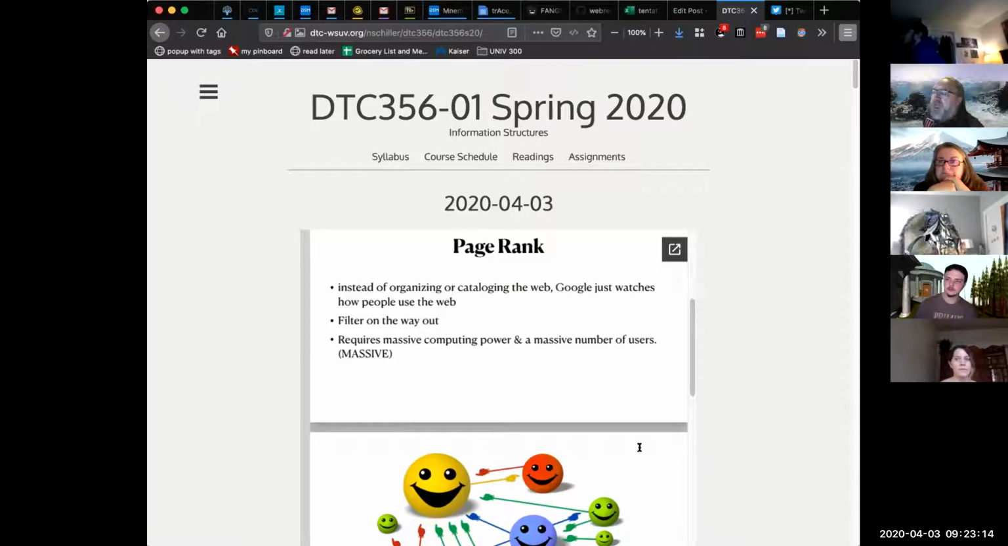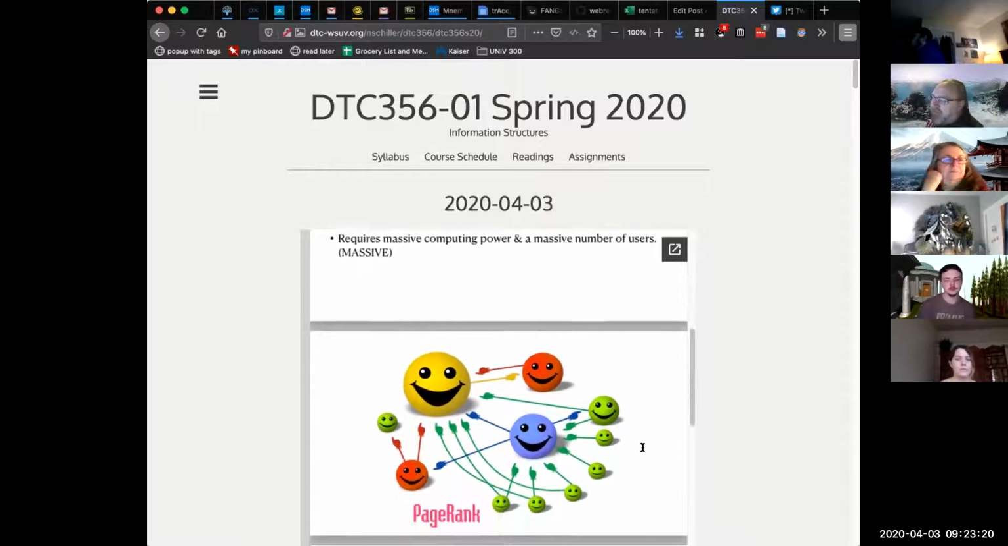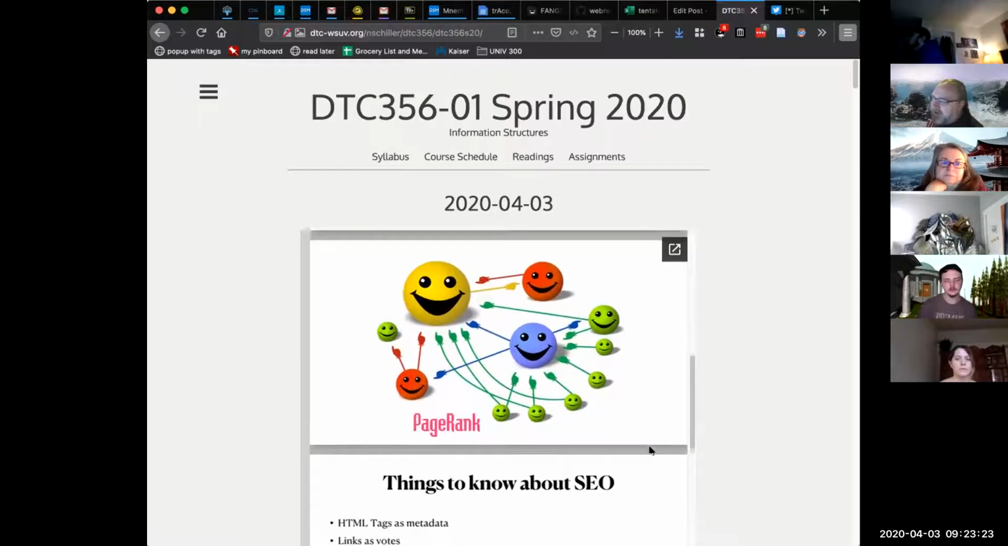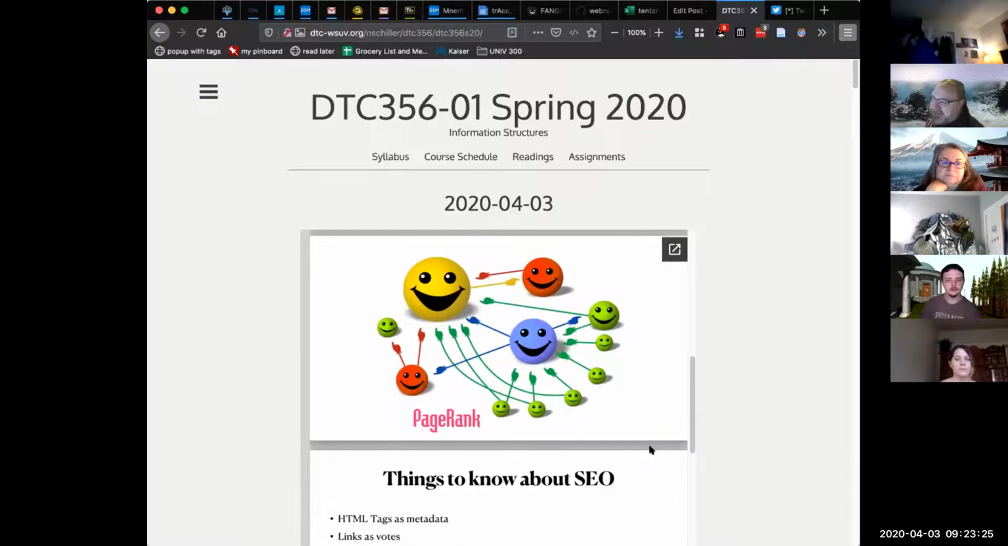So Google watches what people do. And one way that they do that ends up being really helpful is explained by this silly seeming little picture. Tell me, have I shown this to you in class before? Have you seen this particular diagram? Okay. I think like really early. Okay.